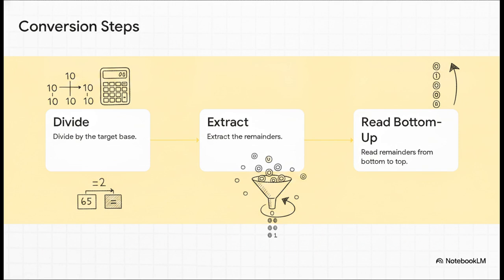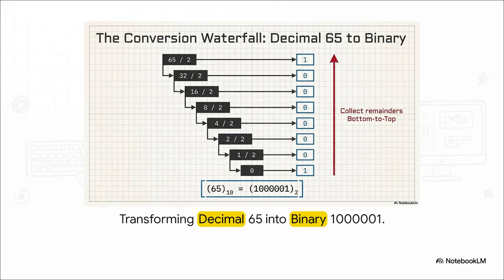It's actually an incredibly simple 3-step procedure that you could do on a napkin right now. First, divide your number by your target base, which is 2. Second, write down the remainder. Third, keep dividing the result until you hit 0. And then just read your remainders from bottom to top. That's it. And this brilliantly illustrates exactly how it works.